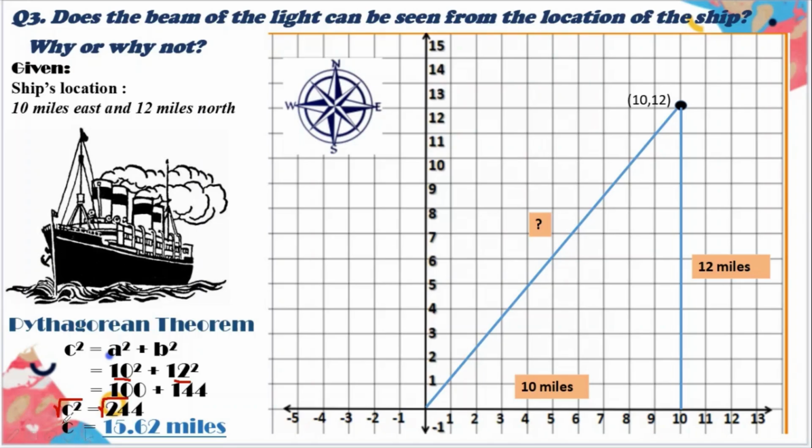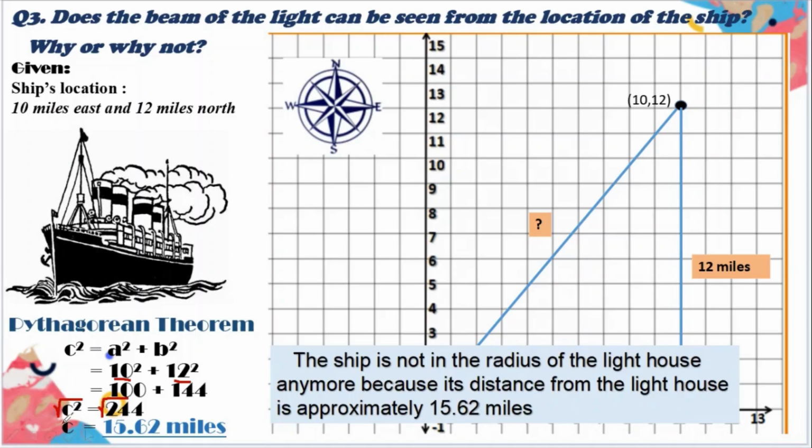And again, the location is 15.62 miles. So the answer is the ship is not in the radius of the lighthouse anymore, because its distance from the lighthouse is again approximately 15.62 miles. And the radius, according to the problem, the radius of the beam of the lighthouse is only 12 miles. So I hope you understand this answer for number 3.